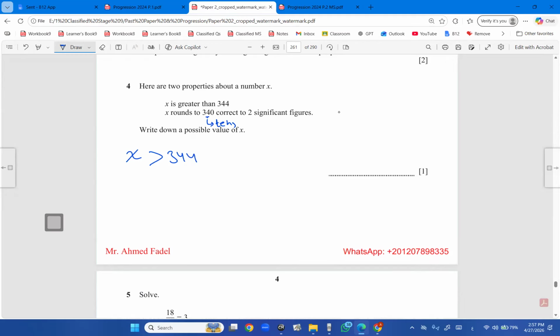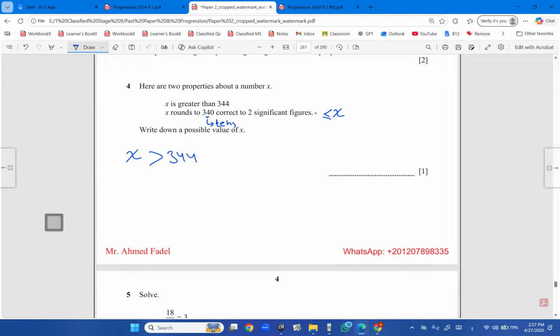The greatest value it can reach: x is greater than or equal to 335, but less than 345, using the upper and the lower bounds, right? Minusing a 5, adding a 5. This is the lower bound. This is the upper bound. So it is between this and that. It cannot be greater than 345. So x is definitely less than 345.